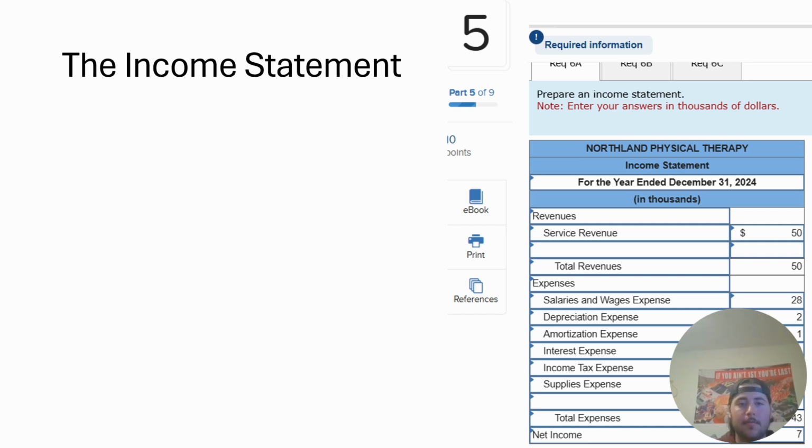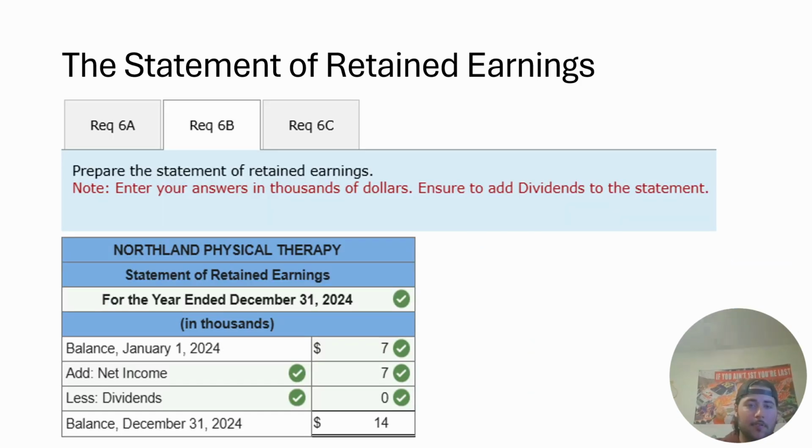The income statement is one of the most straightforward ones. You've got revenue, expenses, net income. So total revenue minus total expenses equals net income or net loss. As you see here, 50 minus 43 equals 7. 7 is net income, and that will flow right into retained earnings.